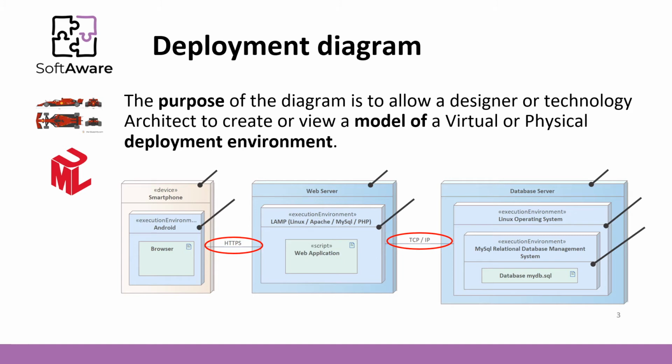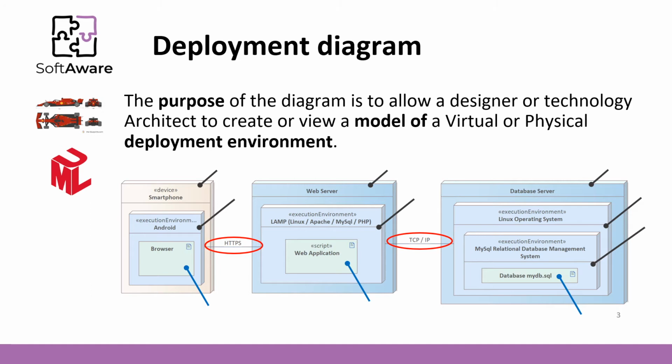In this example, we see that there is HTTPS communication between Android and LAMP bundle. A LAMP bundle maintains TCP/IP connection with a database server that is running the MySQL database management system on a Linux operating system. Within execution environment nodes, you see the artifacts. The artifacts are shown as green boxes. The artifact may be any element deployed in a system: a file, application, database, and other.